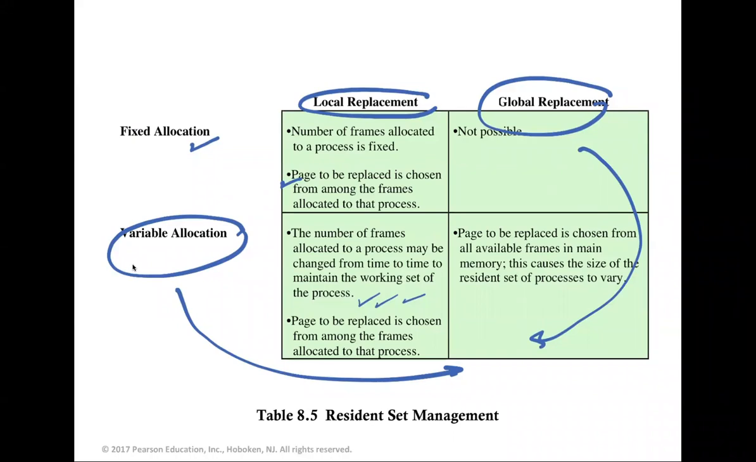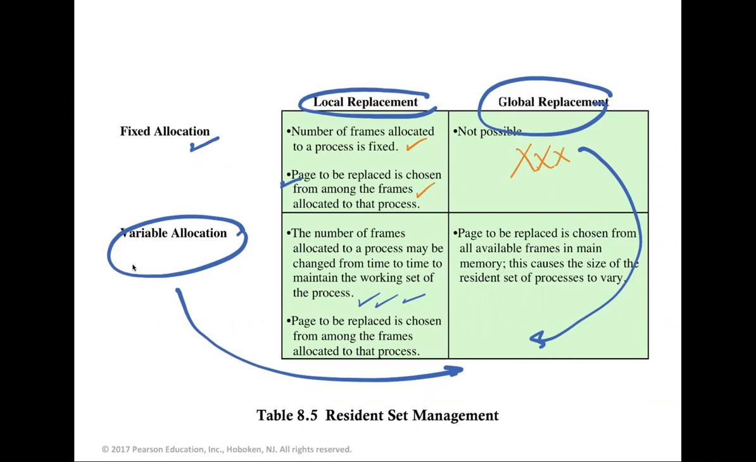In fixed allocation, local replacement, we have the assumption that the number of frames allocated to a process should be fixed. The page to be replaced is chosen from among the frames allocated to that process only. And if we assume fixed allocation, global replacement, this is not possible at all. But for variable allocation, we could have either local replacement or global replacement.